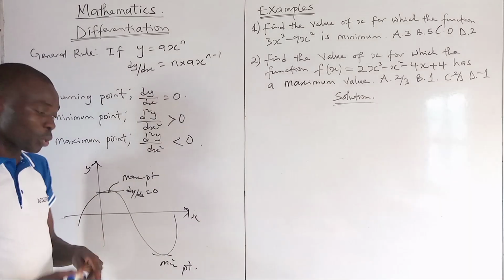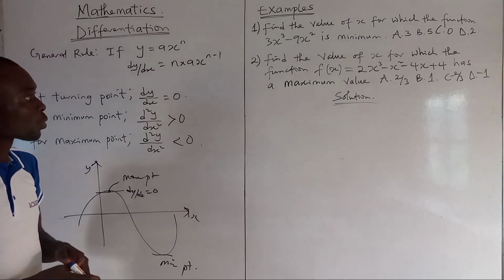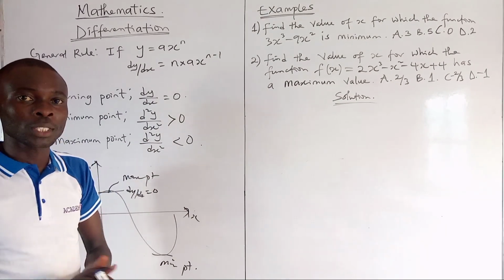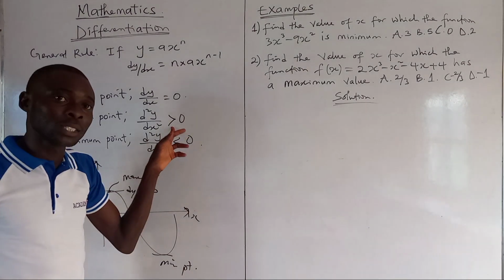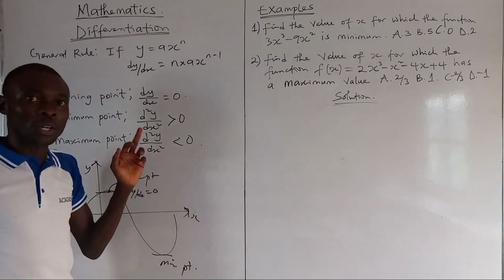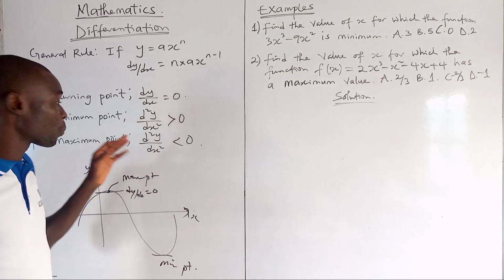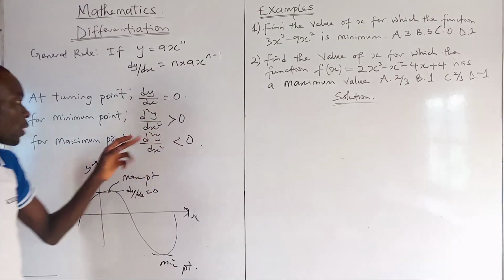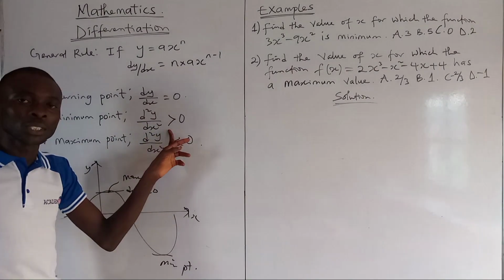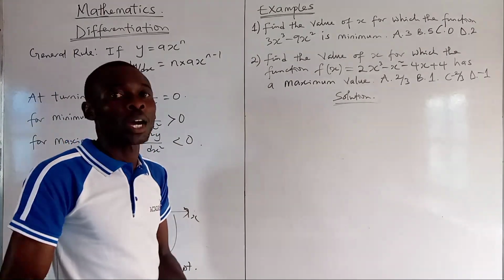But in order for us to know the nature of the turning point, we are going to take the second differential of any given function. So when you first differentiate the first time, we now differentiate the second time. But when you take the second differential, when you get a number that is greater than 0, you should know fully that that is a minimum point. If you take the second differential and you get a number that is less than 0, that is what? A maximum point. Please take note. When the second differential is less than 0, it is a maximum point, whereas if it is greater than 0, it is a minimum point.